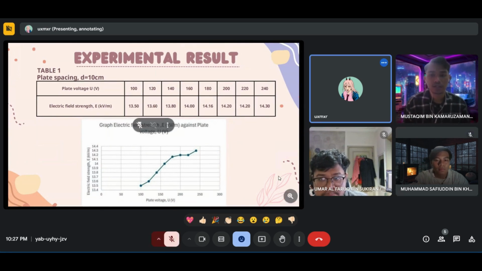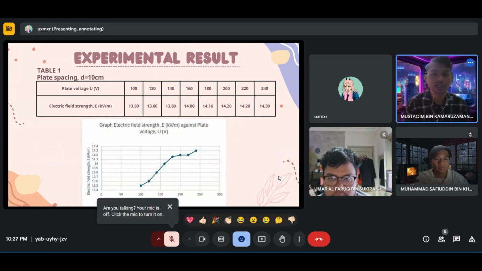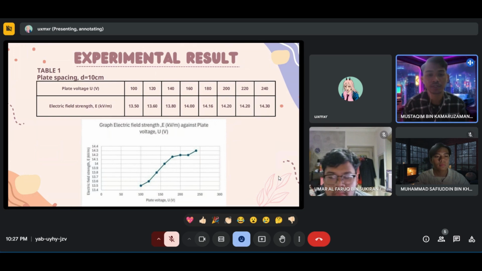So, I want to present to all of you about the experimental results. From table 1, the plate spacing is set to be 10 centimeter, and we are doing the experiment about the plate voltage U in volts and the electric field strength E in the unit of kilovolt per meter. From this table, when the plate voltage is increasing, the electric field strength value will also be increasing. So this relationship is directly proportional.